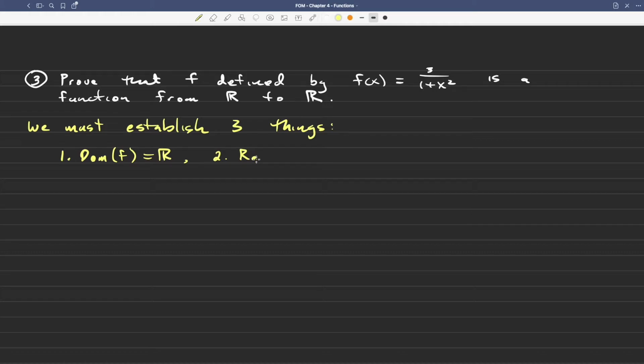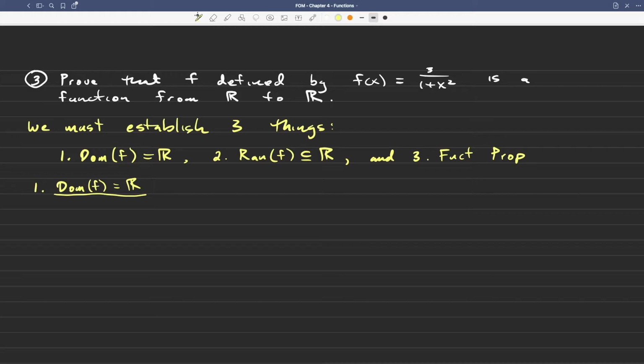2, we need that the range of f is a subset of R because R is our B set here. And you need the range in general to be a subset of your B set. And 3, we need that function property to be satisfied. So let's go through and do these 3 properties. 1, we need to show that the domain of f is equal to R. To establish that, we might use a double containment argument.